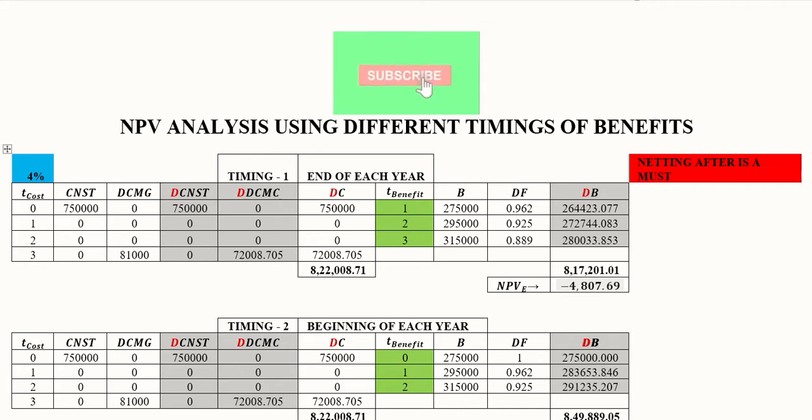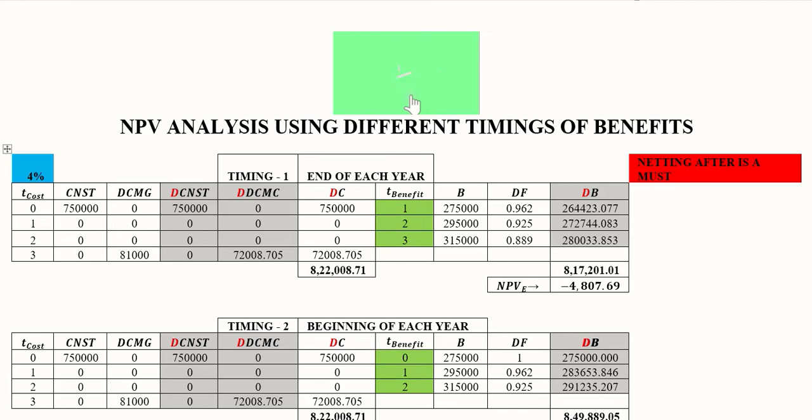Secondly, a point to note is that we are going to do the netting after method here, but not netting before, because in this case the time span has different occurrences. In the beginning of the project there is a cost, but in the beginning of the project there are no benefits. Definitely after the span of 1 year there will be some benefits, but then we also consider that the benefits are occurring at the beginning of each year.